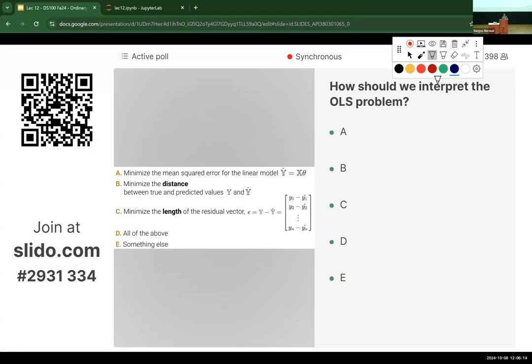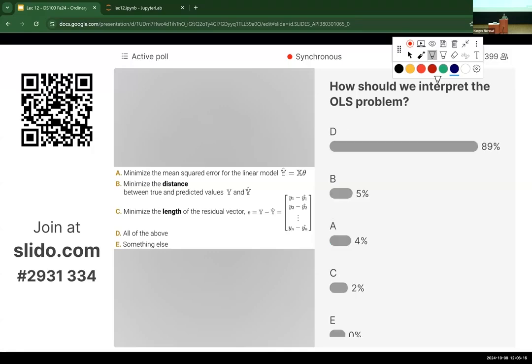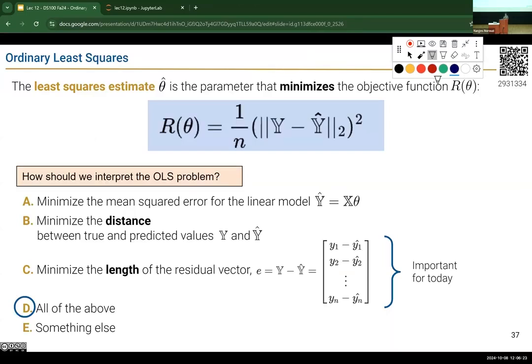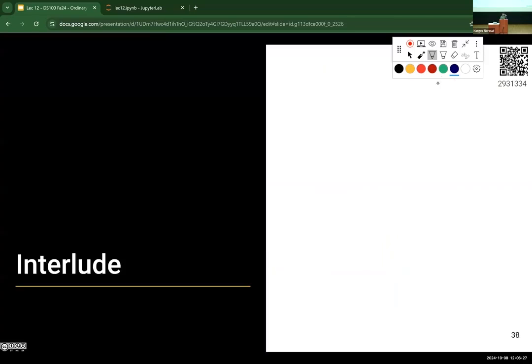So therefore, the correct answer is going to be all of the above. And most of you are correct in that, which is very good. Okay, this is a description of what's happening. So you can review the correct answer after the lecture.